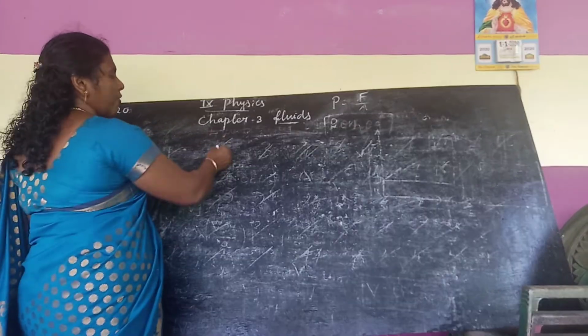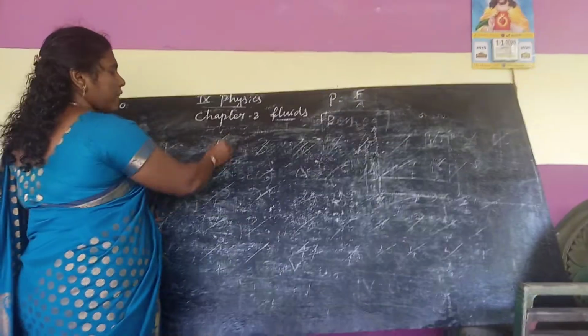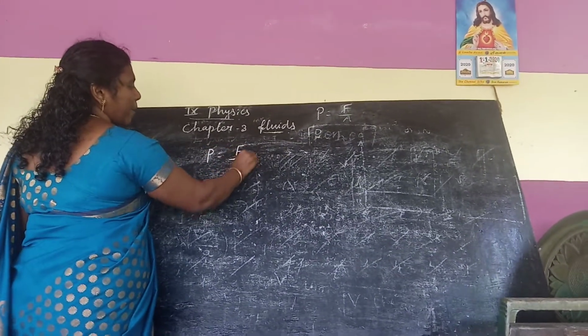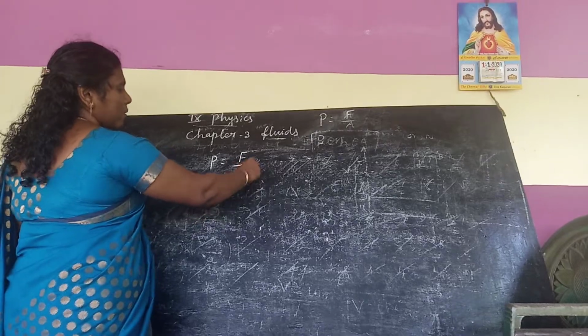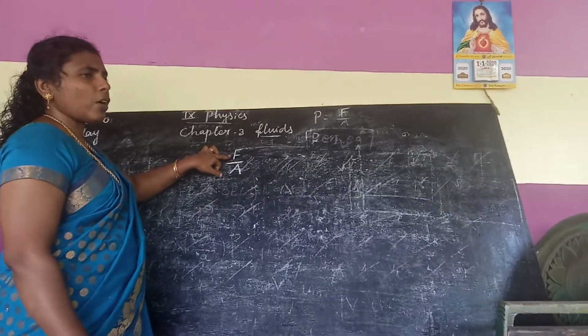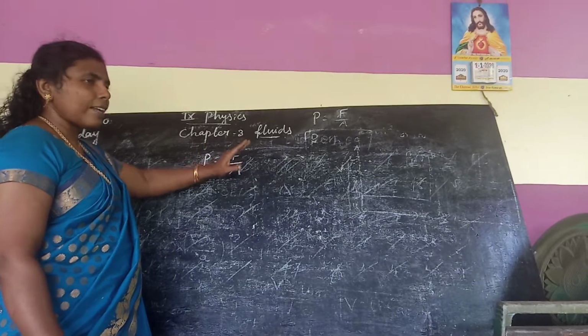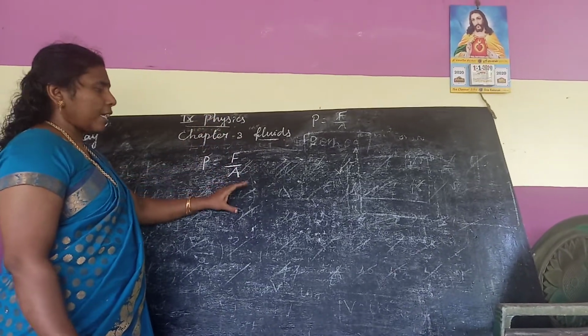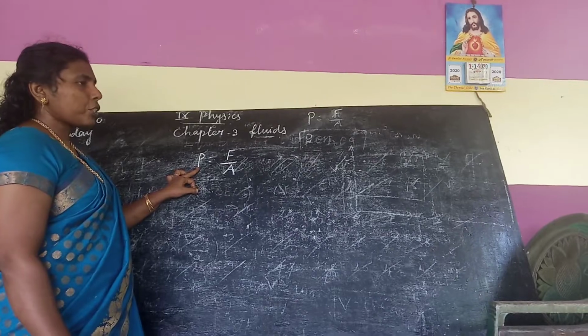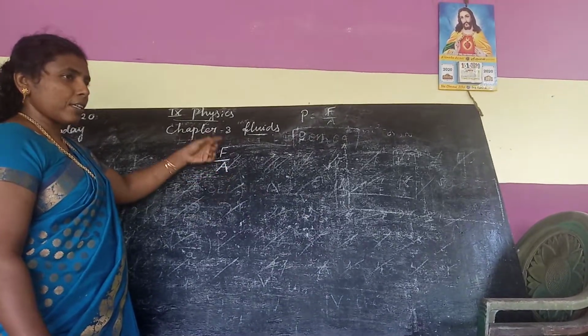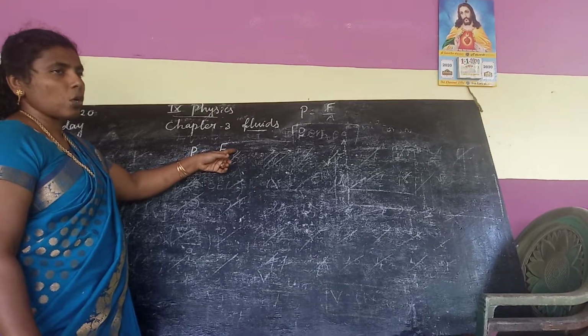We have already learned the formula for pressure. P equals force divided by area. Force or thrust. What is thrust? The force acting on a body is called thrust. We already learned this, so we can just revise the portion. So pressure equals thrust divided by area.